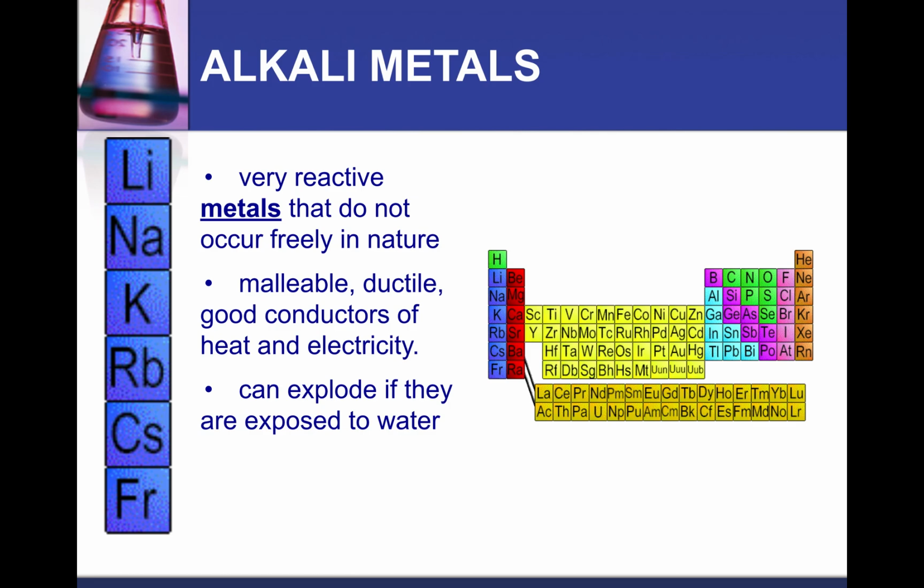So, our group 1, we don't count hydrogen. It's not a part of this. It is a gas. It's kind of weird, those top 2, hydrogen and helium. But everything in blue is an alkali metal. They are very reactive because they all have 1 valence electron. They want to get rid of that and then be happy with a full outer level. Like all metals, they're malleable, ductile, and good conductors of electricity. And in fact, they're so reactive, if you mix them in water, they will explode.